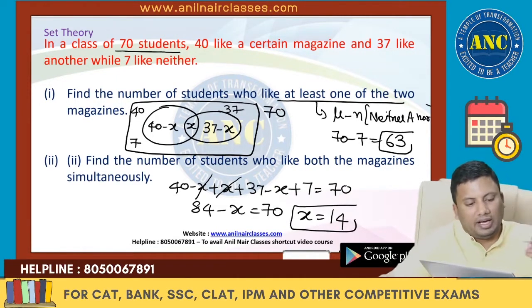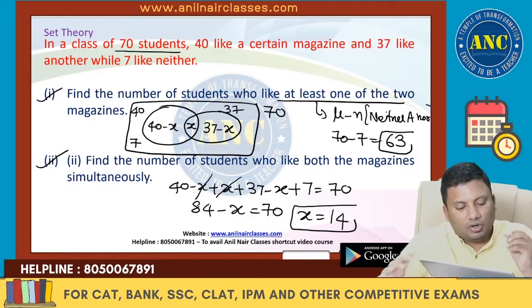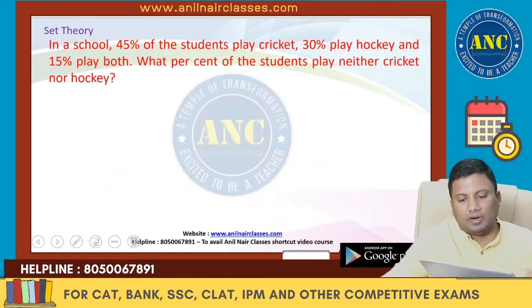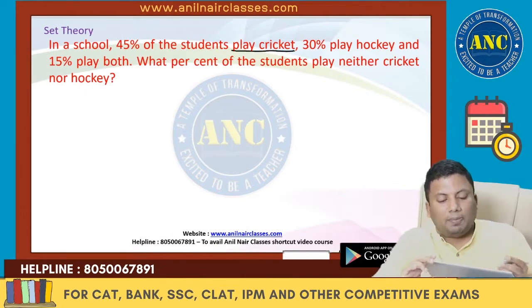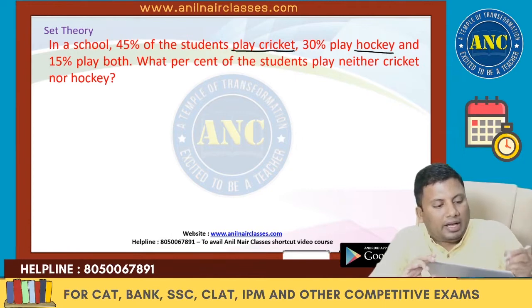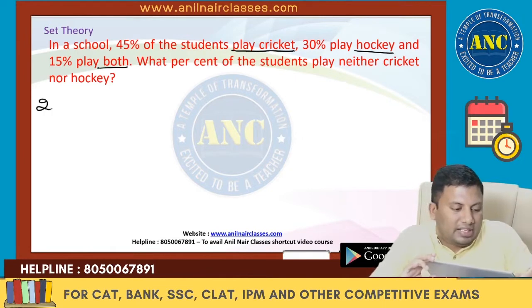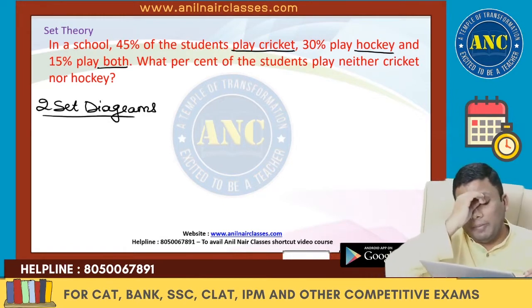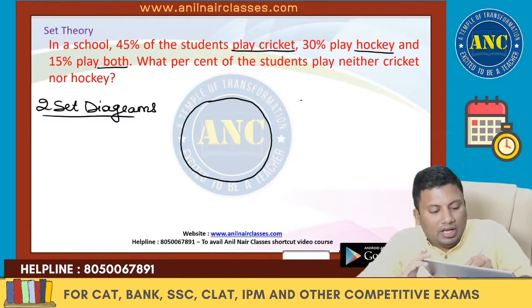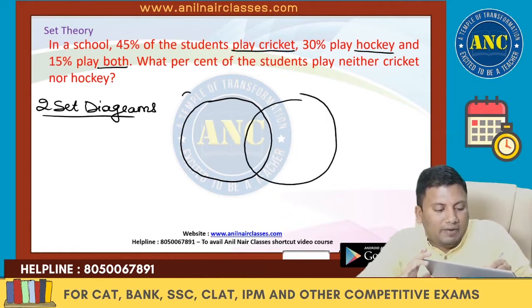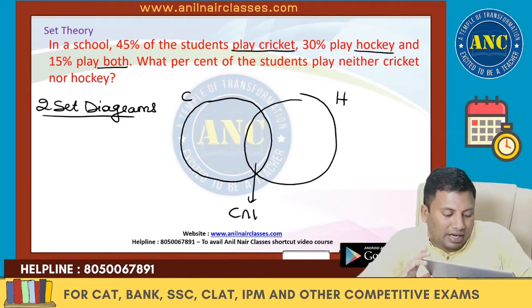I hope the idea is clear. First and second question, I hope it is clear. Next one. In a school, 45% of the students play cricket. Some play hockey, some play both. Again, it is a two-set diagram. We will do a few three-set diagrams, then we will go into maxima and minima. This is cricket, this is hockey, and this is cricket and hockey.